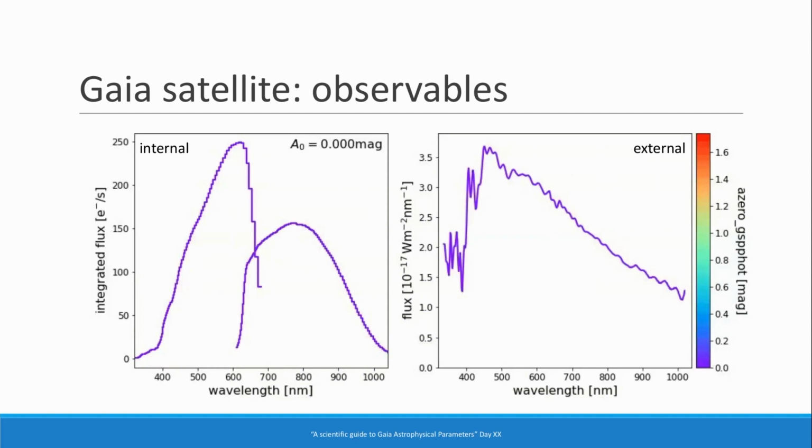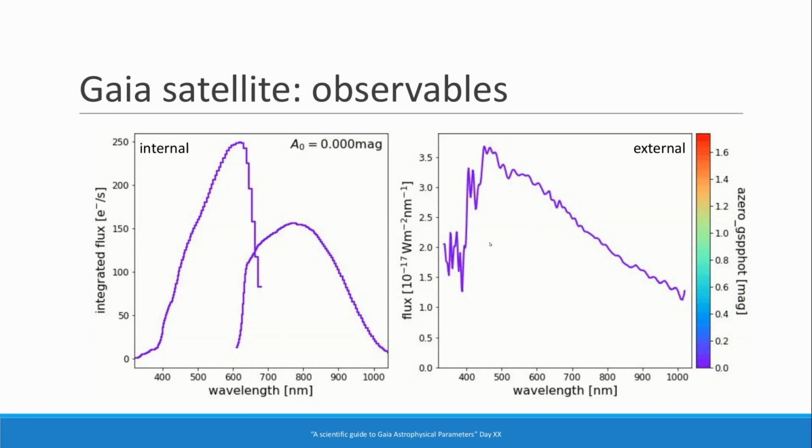Sorry, this was actually an animation, but due to technical problems, the animation isn't running. But on the left-hand side, you see this is a solar analog spectrum, which has no extinction. And on the left-hand side, you can see the internal sampled spectrum, that's essentially the instrument flux versus wavelength, and you can see BP and RP separately. And then in the external spectrum, that's the same star. It's just the underlying XP coefficients have been sampled in two different ways. And on the right-hand side, in the external spectrum, you get actual physical flux versus wavelength.